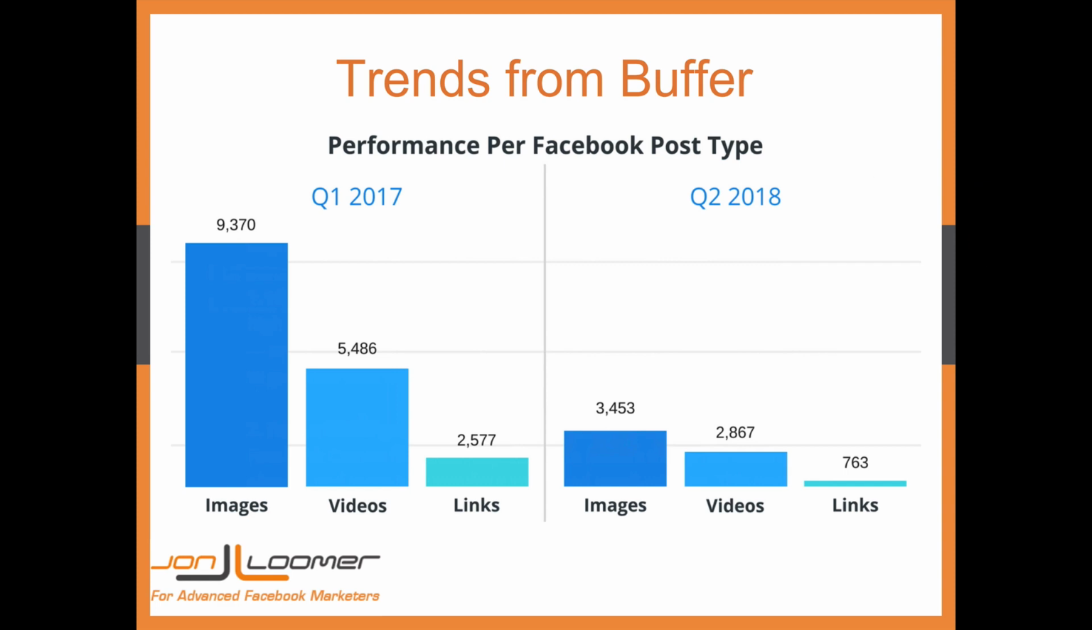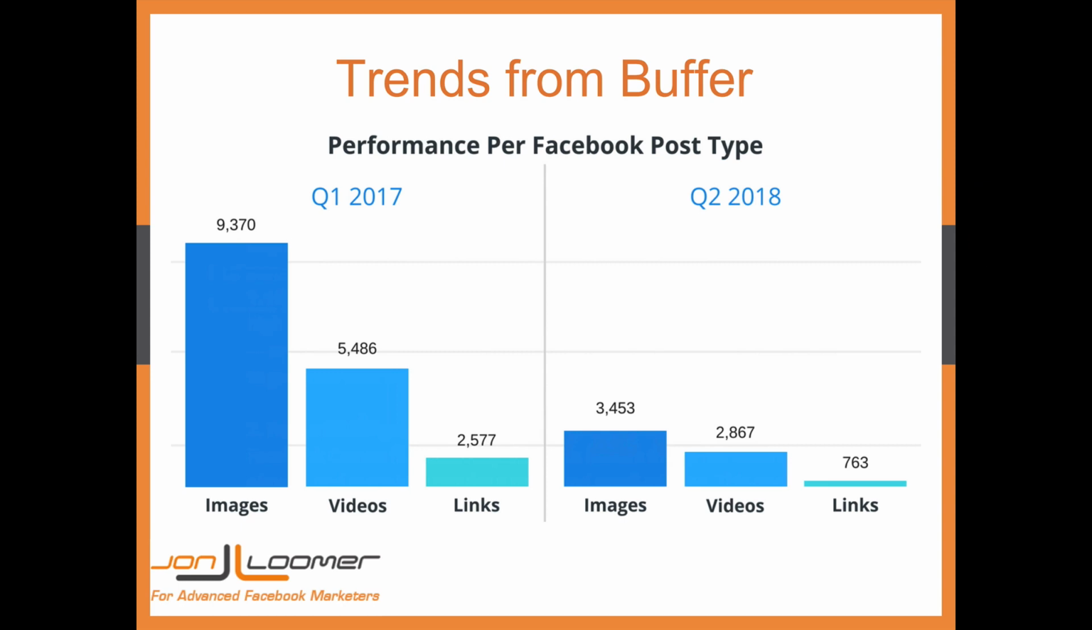Performance by post type, first quarter of 2017 versus second quarter of 2018. Wow, right? Images, basically a third. Videos, in half. Links, man, I mean, definitely a third to almost a fourth.